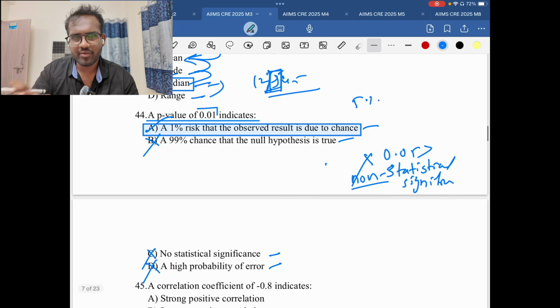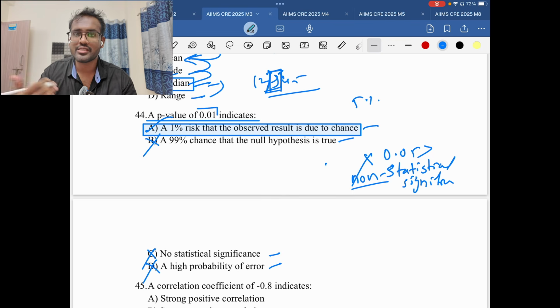Here it will be a little bit confusing for you. They ask 0.01, but in the past question we asked 0.05. It is all the same. If it is less than 0.05, it is called statistically significant, and we reject the null hypothesis. If the p-value is greater than 0.05, then we accept the null hypothesis. It is called non-statistical significance. So I hope you get this point.